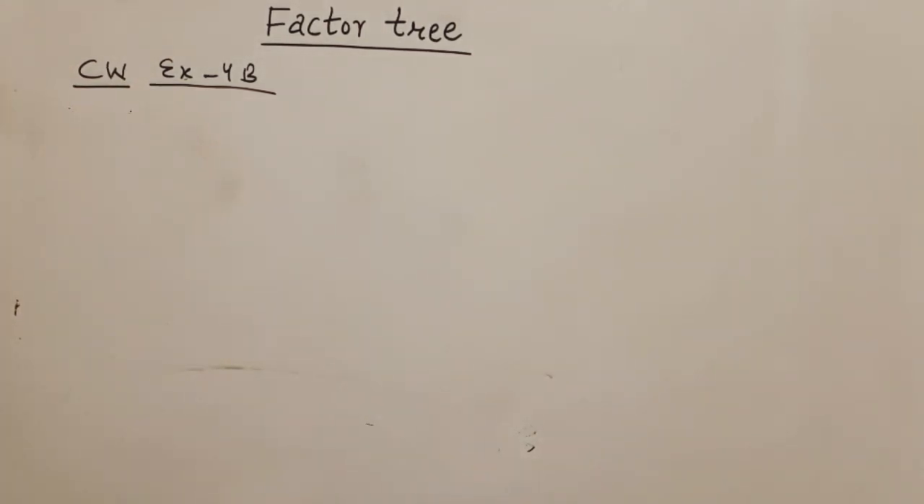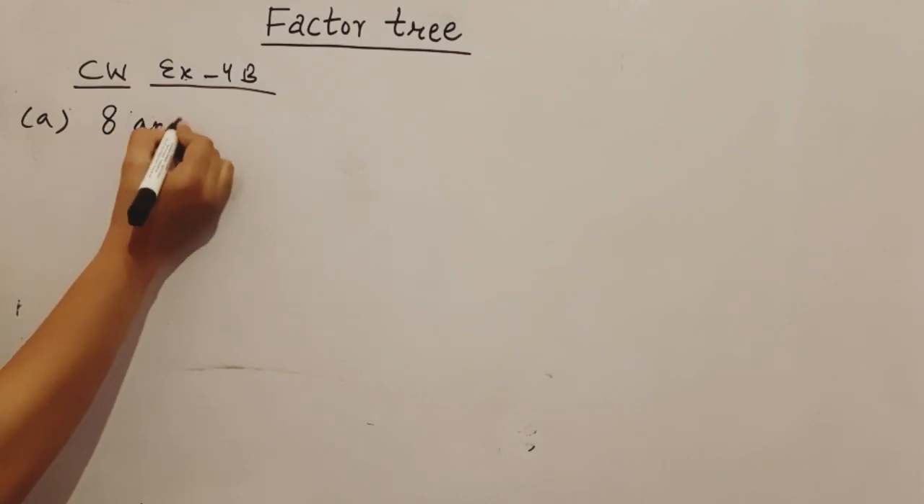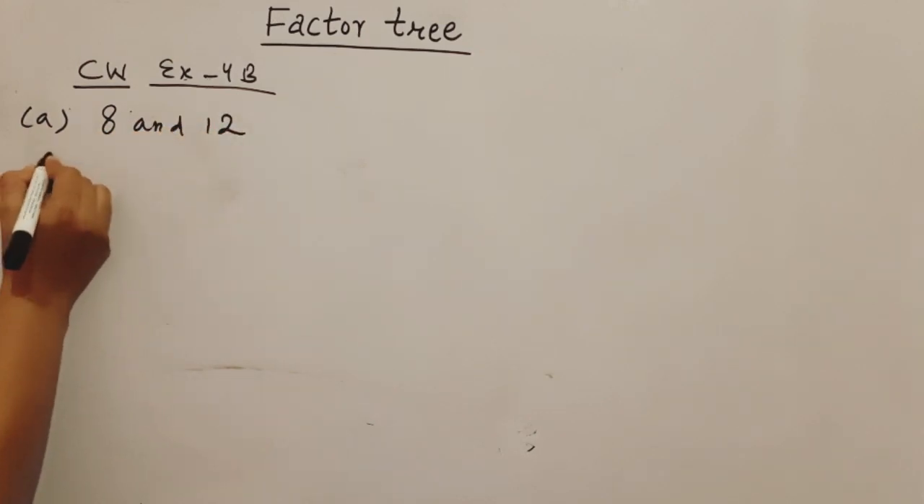Question number 4 says, write the common factors of the following pairs of numbers. ठीक है, तो आपको इनके common factors बताने हैं. So I am going to solve all the 4 options. You have to do all the 4 options in your maths classwork copy. 8 and 12. पहले आप 8 के सारे factors लिखेंगे.